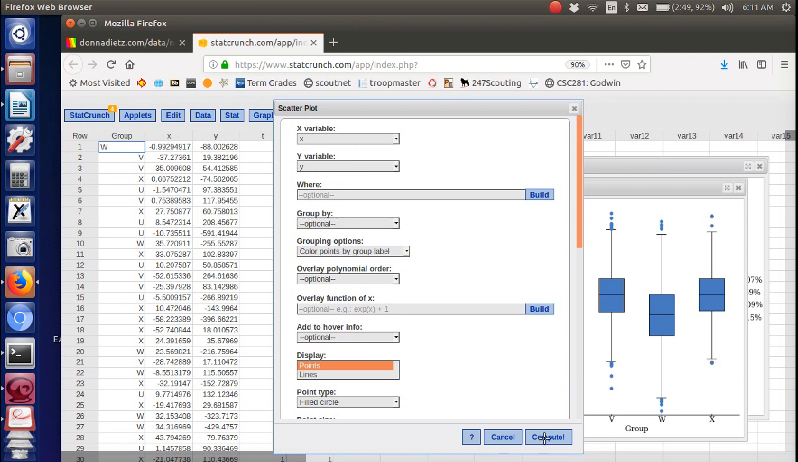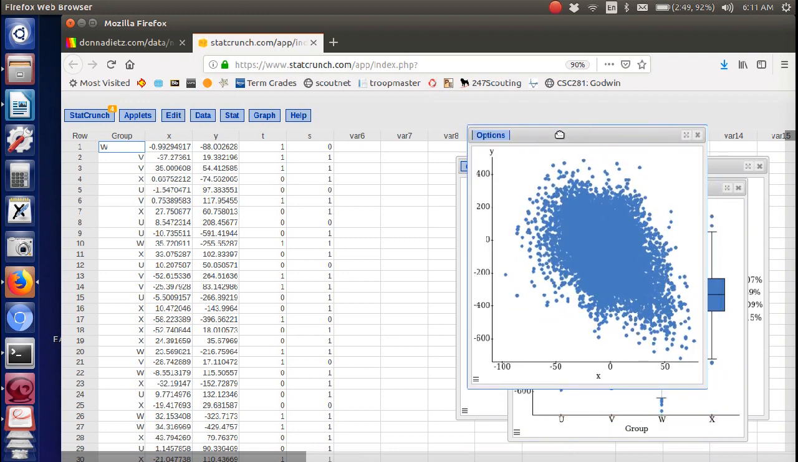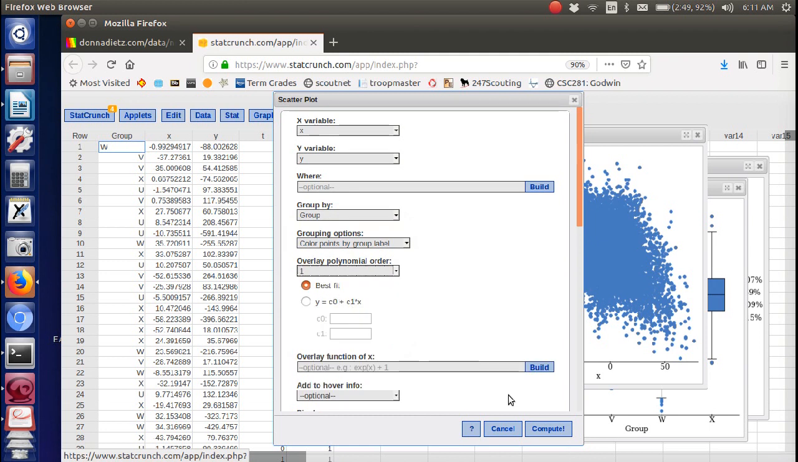I just want to show you it's a big mess. It just looks like a big mess of points. So you may say, hey, there's nothing to it, it's just a field of messy points. Okay. Now we're going to group by group, and while we're at it, we may as well overlay polynomial of order 1. That's just a line of best fit.